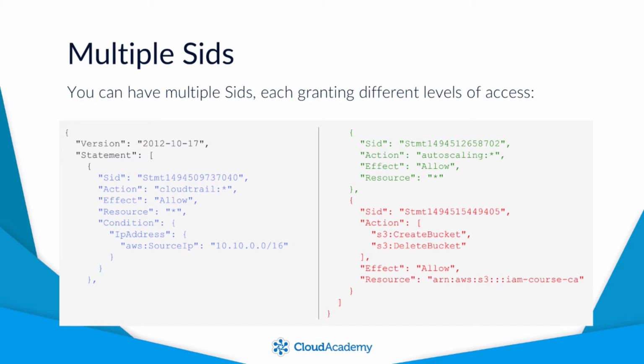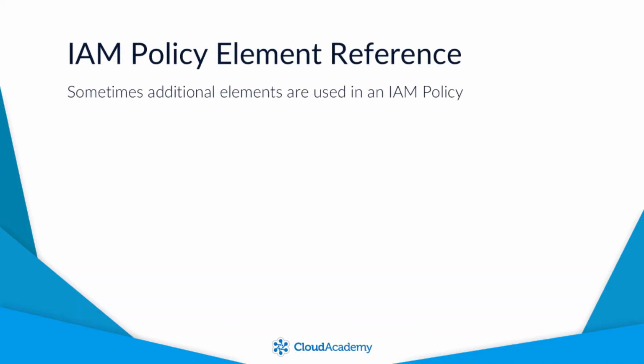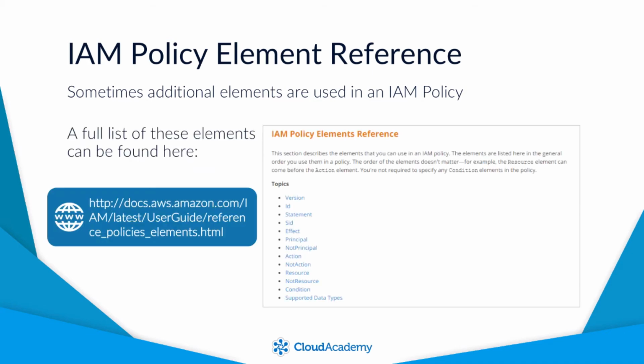The third SID allows the creation and deletion of S3 buckets within the IAM course CA bucket on S3. Typically, an IAM policy will have these elements that we have just discussed, but sometimes additional elements can be used. A full listing of these elements can be found here.